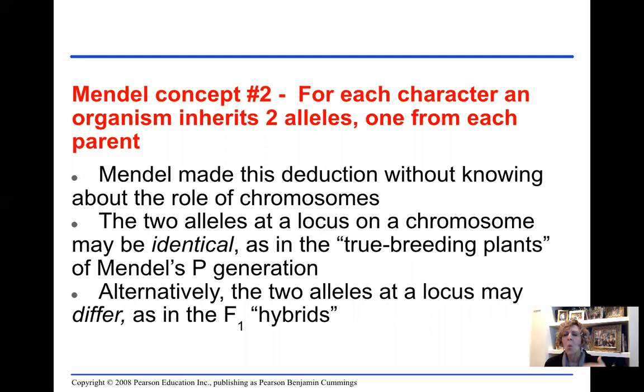And that is because offspring are always inheriting two alleles from the parents. And they can be identical, like they were in the true breeding plants, where he was just breeding purple flowers and white flowers, or they can be different. If they're different, we call them a hybrid, okay? We call them a hybrid if they are two different alleles for the same gene.